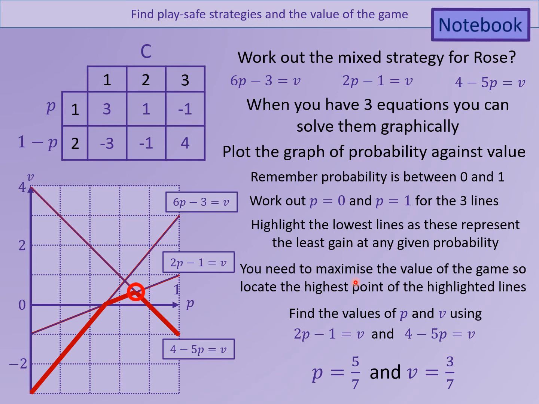We end up with a value of p equals 5 over 7 and v equals 3 over 7. The line that was not used at all, the 6p minus 3 equals v, that option will not be played at all by Christine.